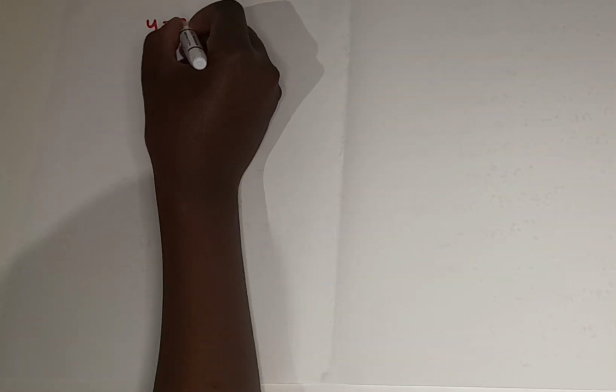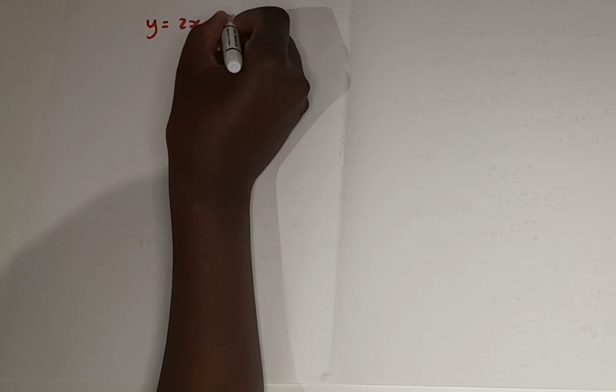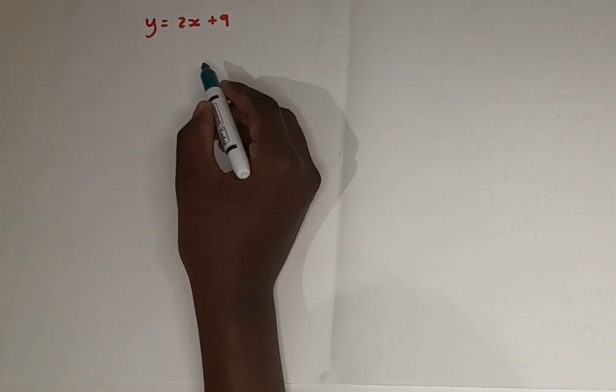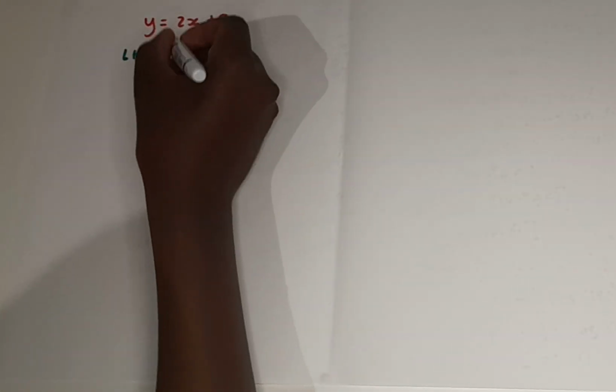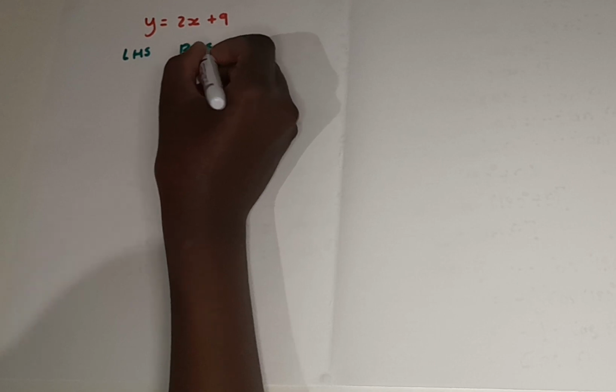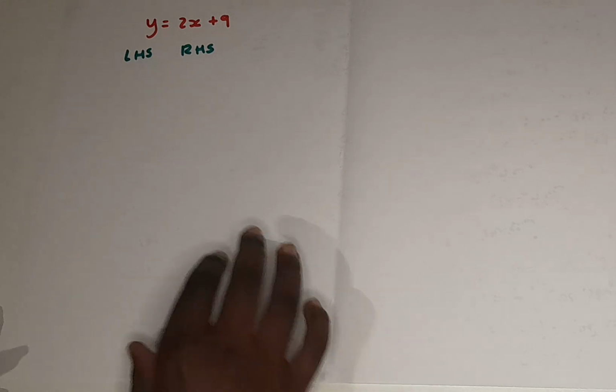So in today's video, we're going to be learning how to make something the subject of the formula. So let's say something, okay? I just want us to understand something. This equal sign divides the two sides: we have the left hand side and the right hand side. On the left hand side we have things, and on the right hand side we also have things.